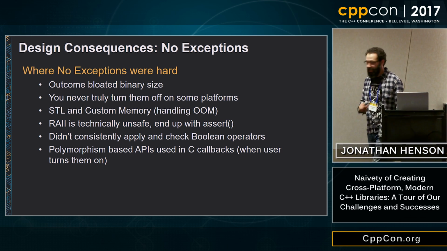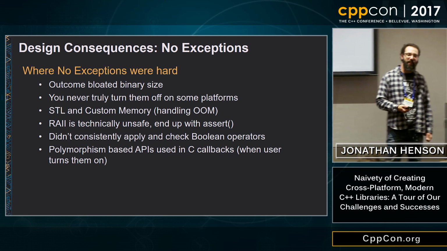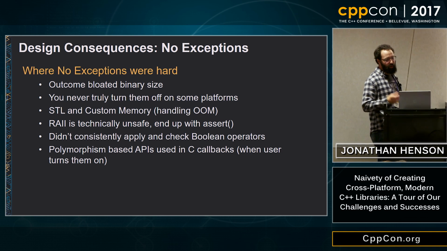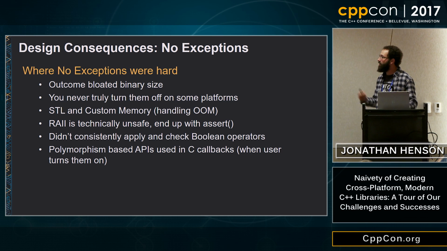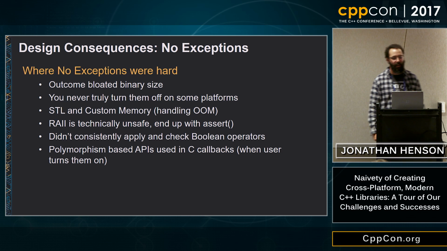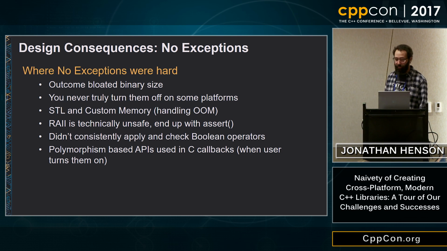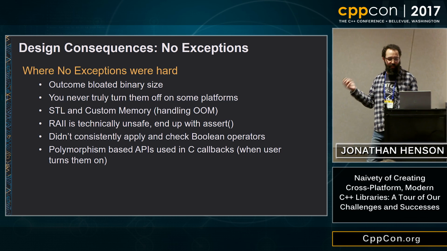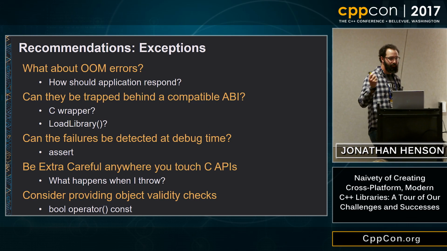This is more of a complaint, but RAII becomes technically unsafe, and you end up with asserts all over the place, and you end up with Boolean operators sitting around to say that, yes, I allocated all of the things I needed in this constructor. It's a fairly standard idiom in C++ anyways. Polymorphism-based APIs, as I just showed you, used in C callbacks. That one will definitely bite you.